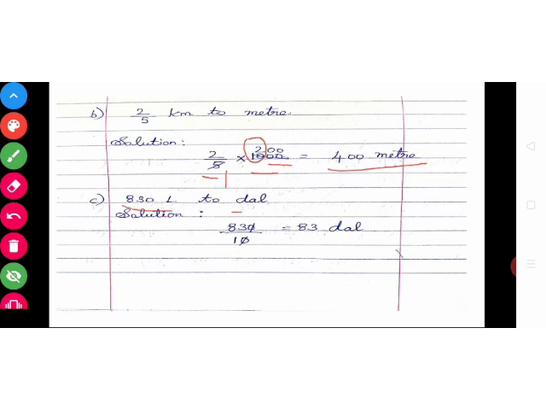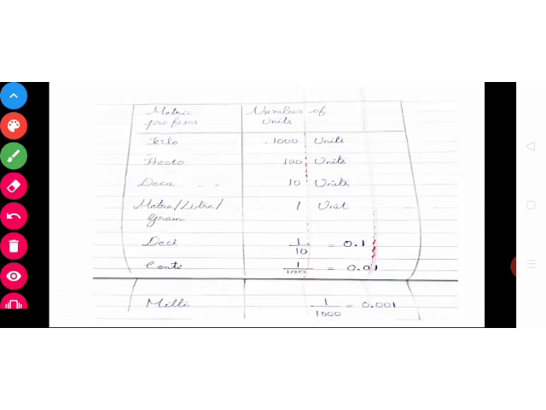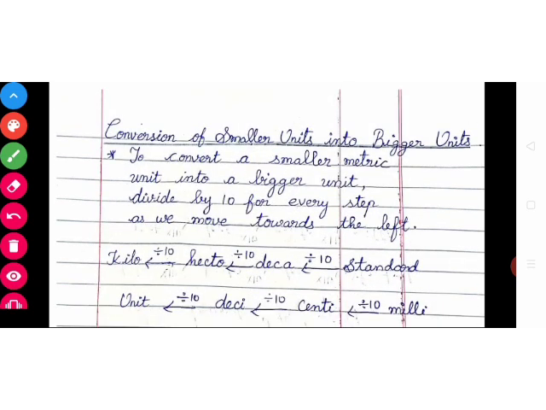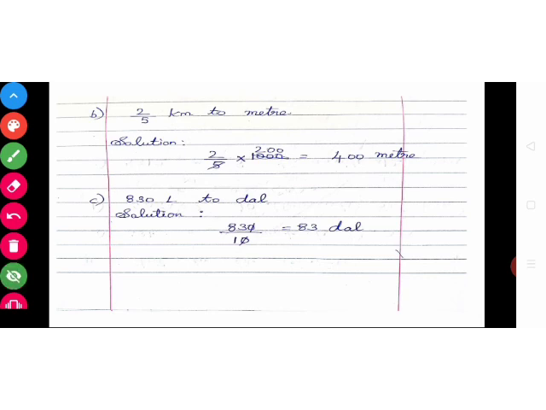And then look at the next example. 830 liter to DAL. What does DAL mean? DAL means decaliter. Look at here. So that symbol indicates DAL. So the deca, the symbol is DA. Deci, the symbol is D. Okay children. So DAL indicates decaliter. So you want to convert liter into decaliter.